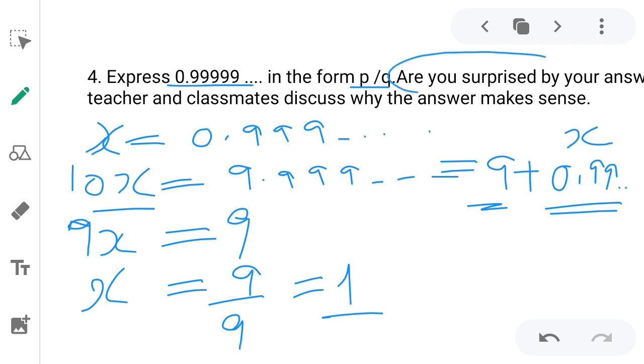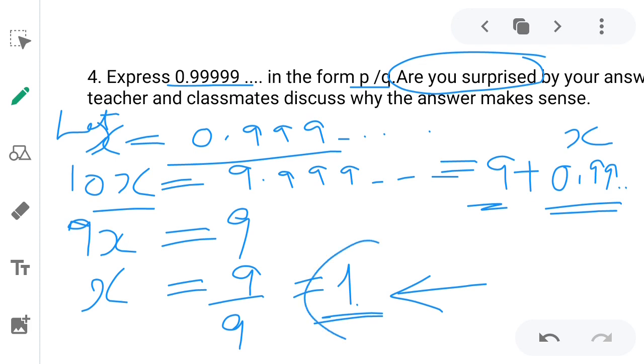So are you surprised? Yes, we are surprised because x is equal to 1, but in the beginning we had let x be equal to 0.999. This shows that x is equal to 1. This shows that 0.9999 and so on can be estimated or written as 1, and we do this many times. When the term is very close to a whole number, we estimate the number and write it. So this can be written as 1.